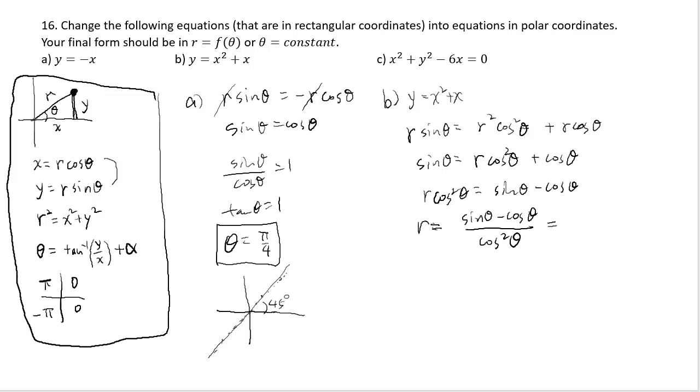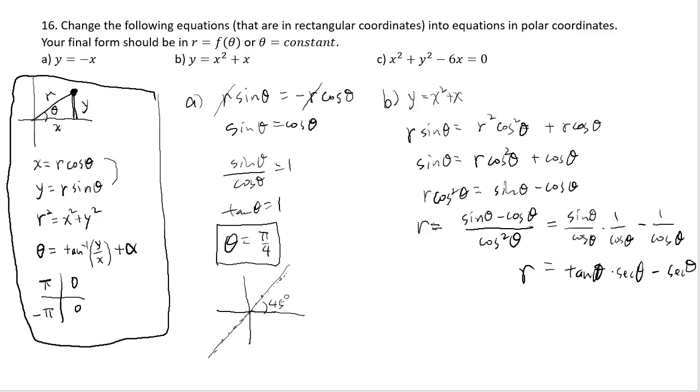However, if you want, you can try to simplify this. This is sine over cosine squared, which is like sine over cosine times 1 over cosine. And cosine over cosine squared is just 1 over cosine. Sine over cosine is tangent theta, and 1 over cosine is secant theta. So that's another way to express it. Okay, r is tangent theta secant theta minus secant theta.